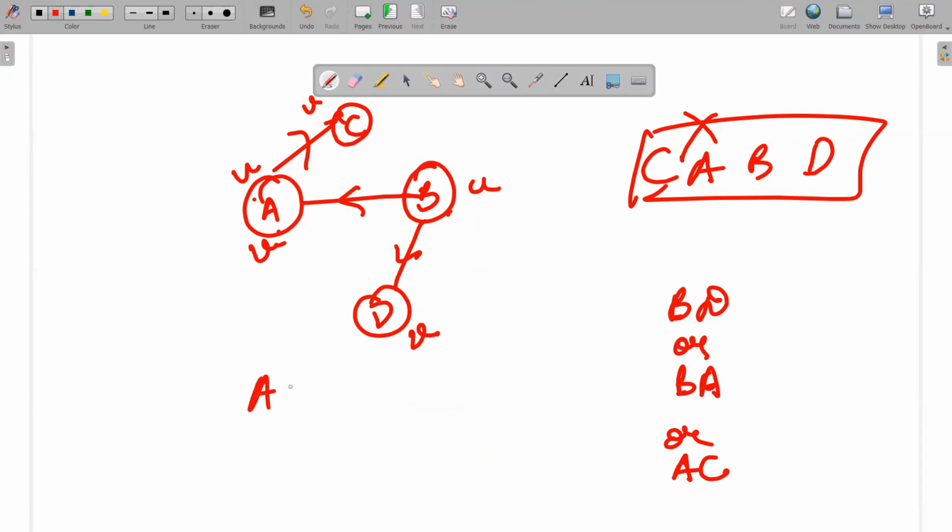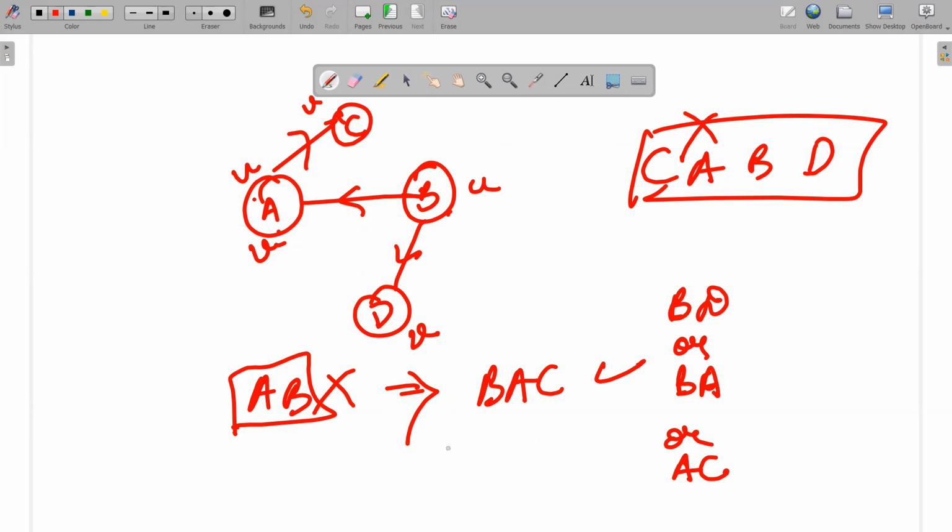But can I write AB? I cannot, because there is no edge from A to B. There is an edge from B to A. So technically, I can write the whole scenario as BAC. That is definitely right. I can also write BD, that is also a possibility. There is no other possibility as such. I cannot write CABD, but I can write from B to D, then BAC, and this is not a cycle that we are following.